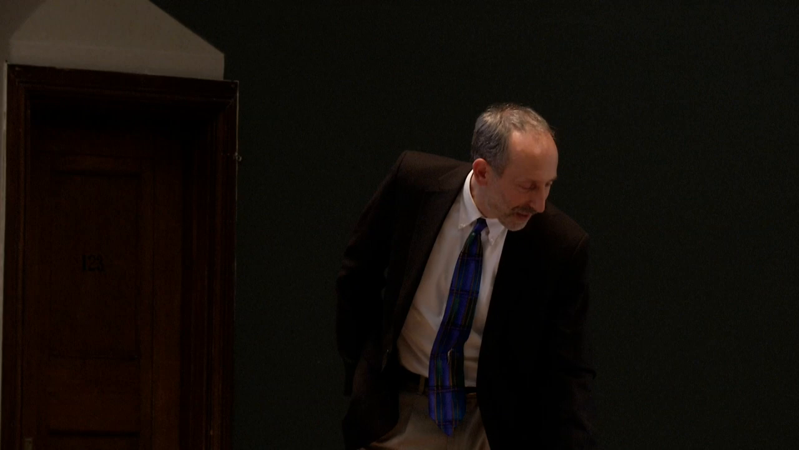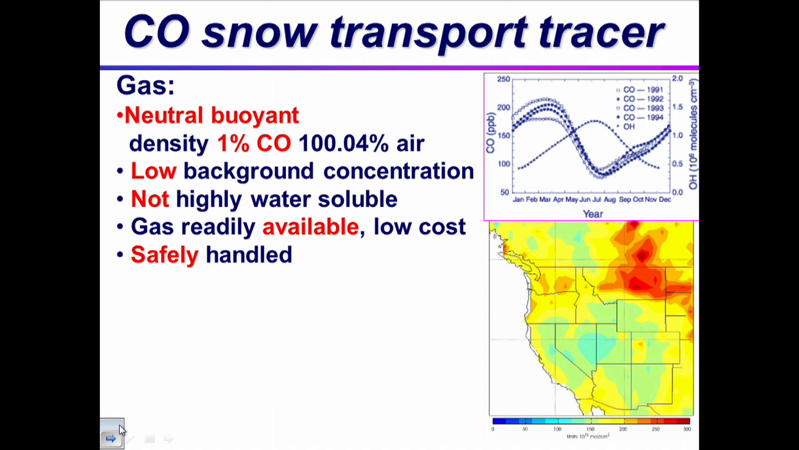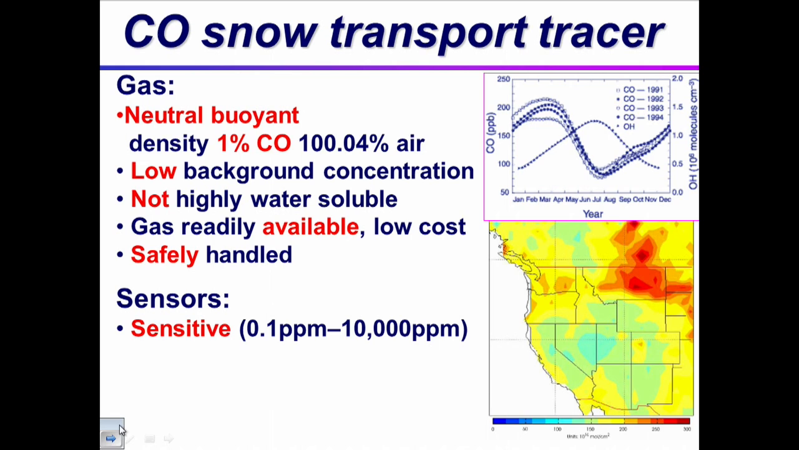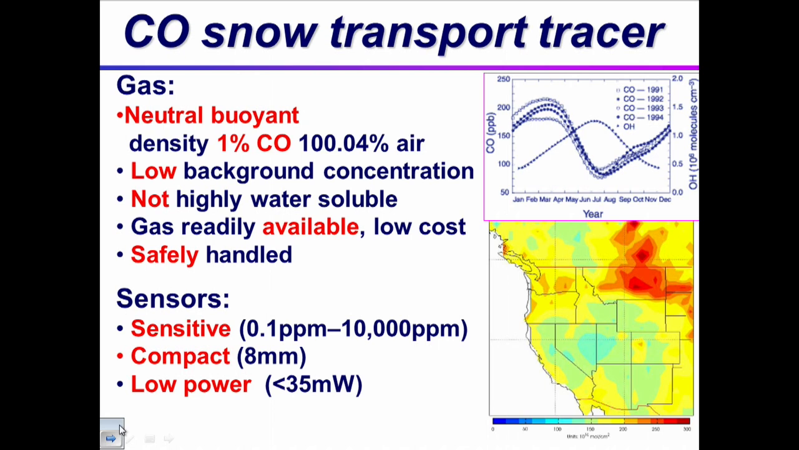It's got very low background concentrations, it's got very low water solubility, it's highly available, you can buy it in canisters, you can safely handle it, although you have to be careful. And the cool thing is, these sensors are sensitive over five orders of magnitude in concentration. And these little tiny sensors, they're small, a few millimeters in dimension, they take very, very low power, and they're inexpensive because of the same kind of nexus of sensing technology that's coming together globally.